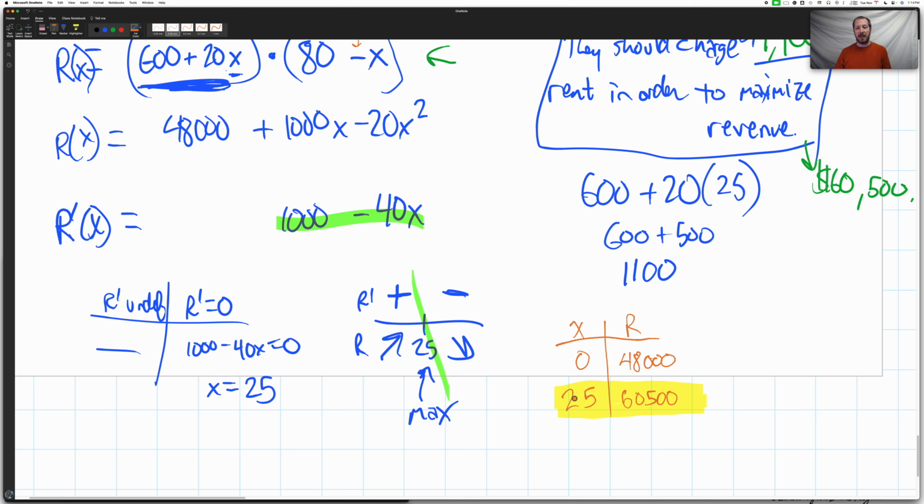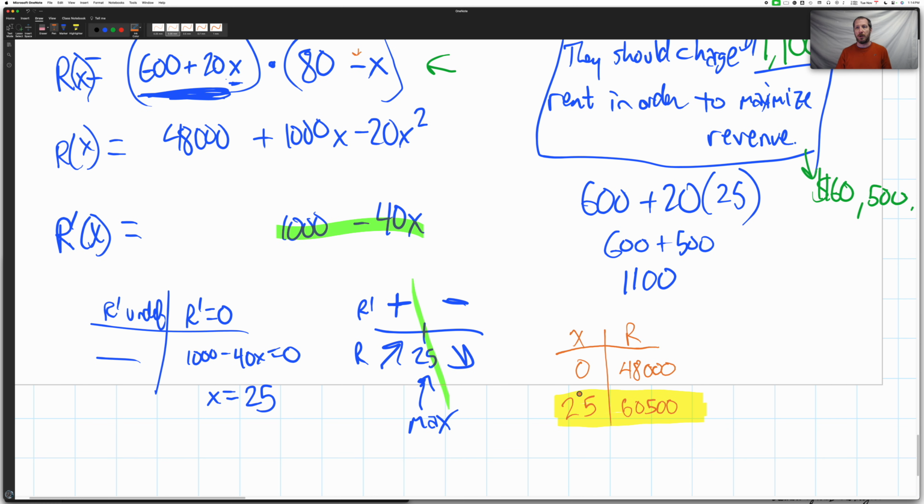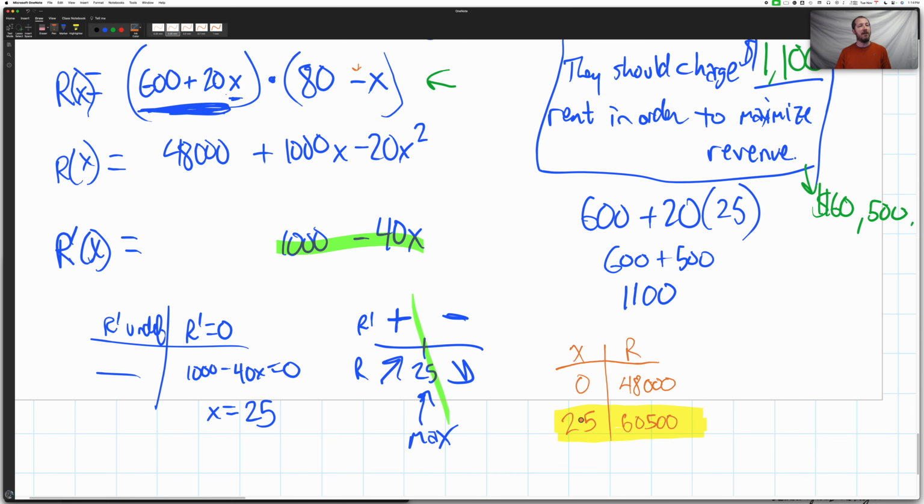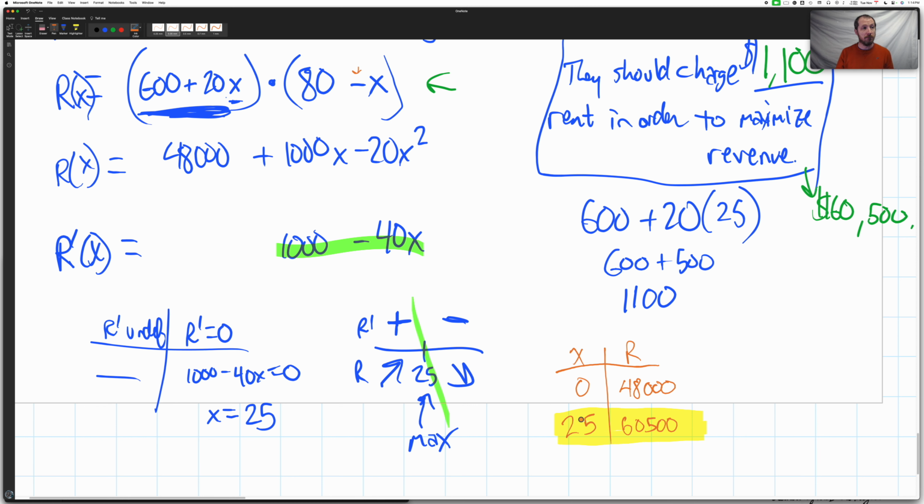So let's put that value into our table. Let's compare it with our endpoint at 0. If we did not increase the price at all, our revenue would be 48,000. It's not too shabby. But if we increase the price, what would this say? This would be increasing the price by 25 20s.